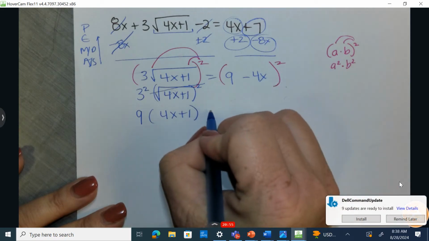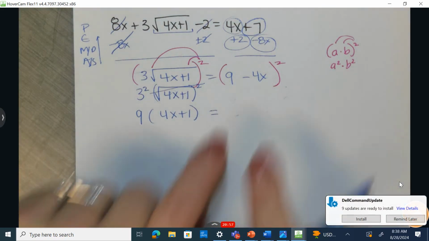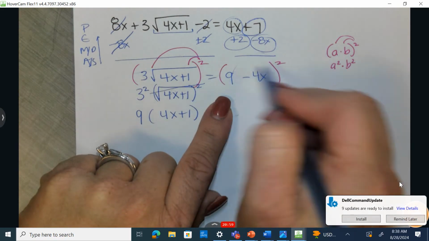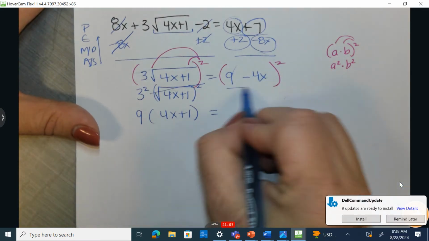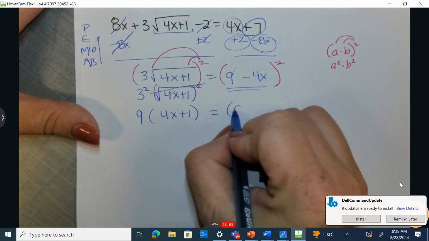Now, on the right-hand side, a really common mistake is students want to say, don't I just distribute like this? So it's 81 plus 16x squared. No, no. Take this quantity, and we're going to write it twice.